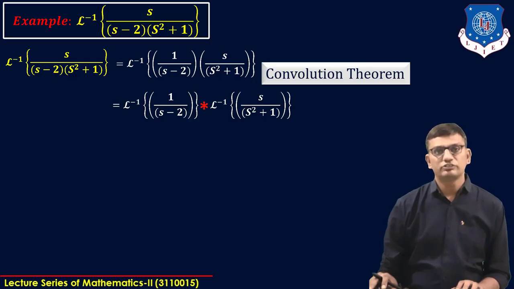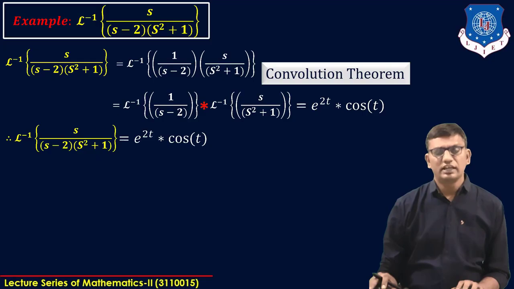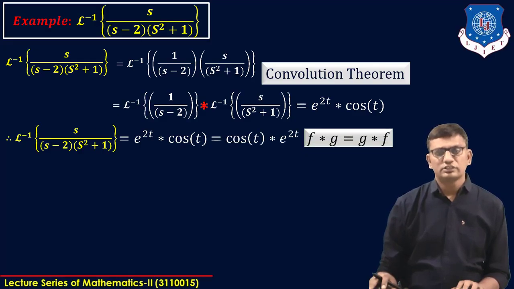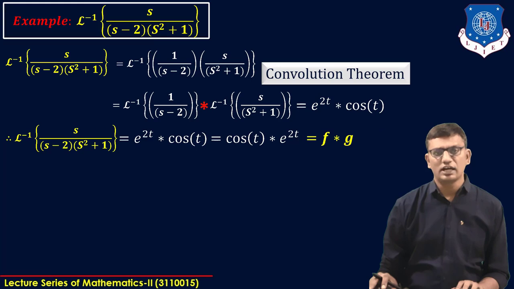theorem. Now the first term is the Laplace of e raised to 2t and the second term is the Laplace of cos t. So we have e raised to 2t star cos t. Now L inverse of s upon (s minus 2)(s square plus 1) equals e raised to 2t star cos t. Here we can rewrite it as cos t star e raised to 2t because f star g equals g star f. Now that is our f star g.